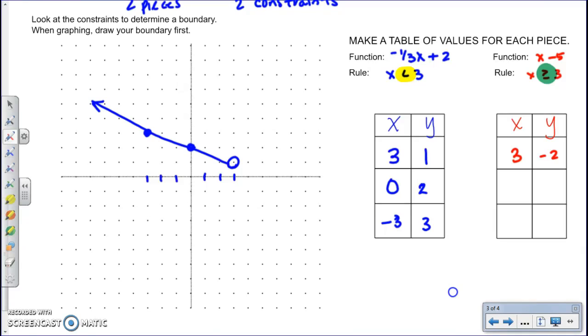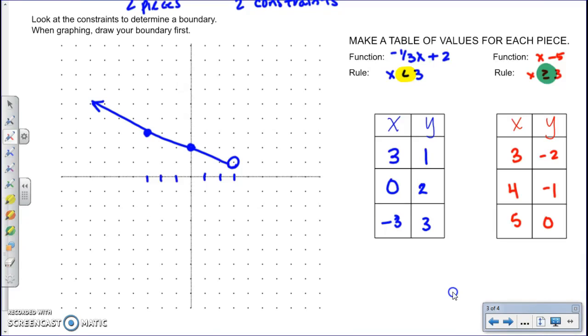Now take a moment to pause this video to choose any x coordinates that are larger than 3, because that is the rule. The rule says to choose x's that are larger than 3. And you substitute them into this function and solve for y. I'm going to continue choosing x to be 4, and then y will be -1. And then I'm going to choose x to be 5, and I will see that y is 0.